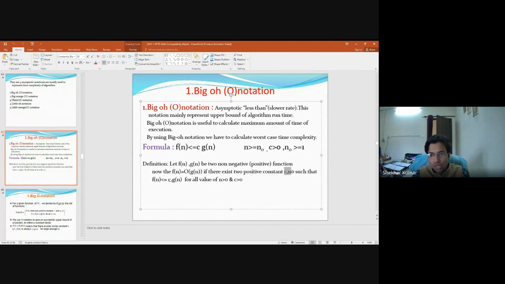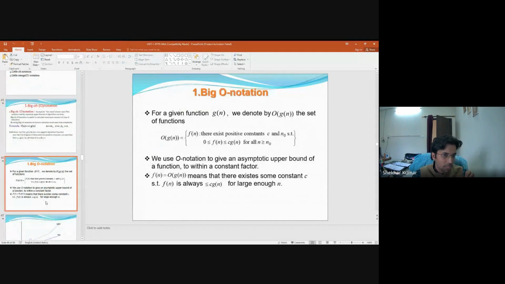Two positive constants, c and n naught, such that f(n) is always less than or equal to c times g(n). c is a constant, n naught is also a constant, and c is always greater than 0. If this is the condition, then the complexity will be big O of g(n). f(n) is called big O of g(n), where f(n) and g(n) are two functions, for positive integers c and n naught, where the value of f(n) is always less than or equal to c of g(n), for all positive integers n greater than n naught.